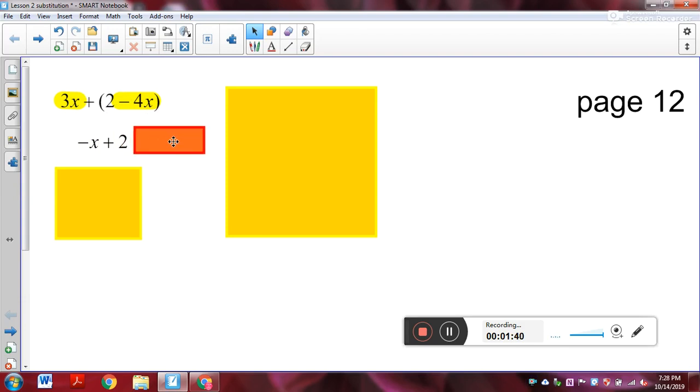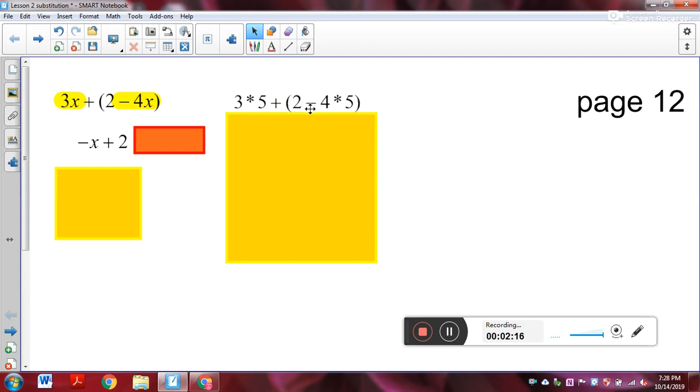Now I can use substitution to show that I'm correct. In the directions, it says to use substitution where x equals 5. So every time we see an x, we're going to put a 5. But remember, a number and a variable right next to each other is multiplication. So this doesn't become 35, this is 3 times 5. So I'm going to have my expression now all with numbers, so a numerical expression, 3 times 5 plus the quantity 2 minus 4 times 5.